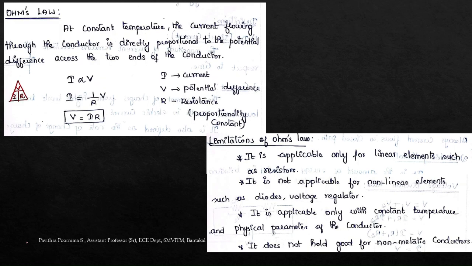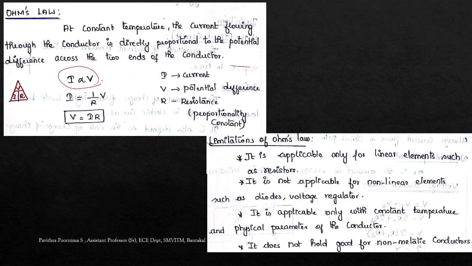So DC circuits, here the first thing is about Ohm's law. So what is Ohm's law? Ohm's law, in a sense, the voltage is directly proportional to the current I by keeping the resistance value constant at constant temperature. Sometimes they may ask to define Ohm's law with some limitations. So at constant temperature, the current flowing through the conductor is directly proportional to the voltage or potential difference across the two ends of the conductor.